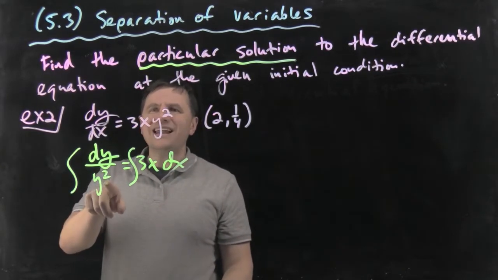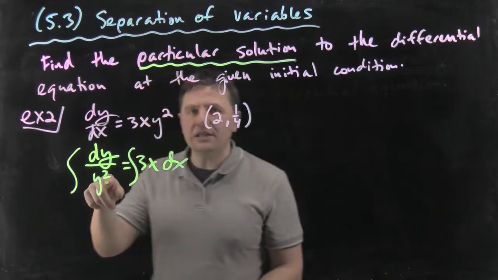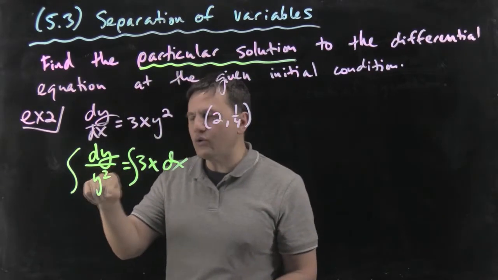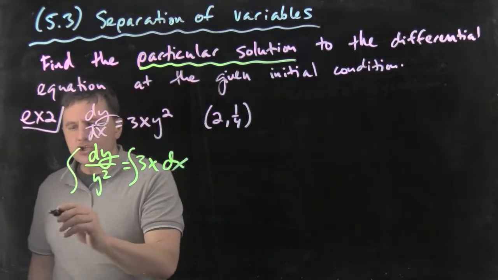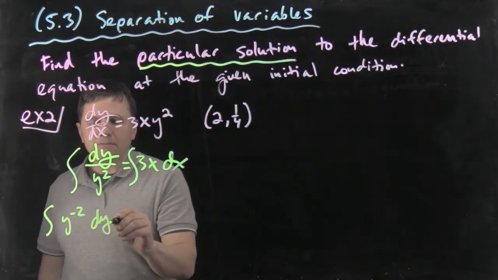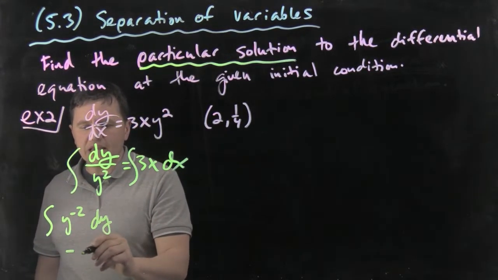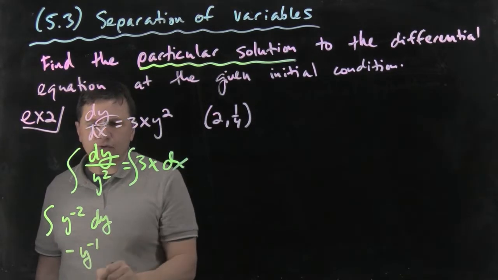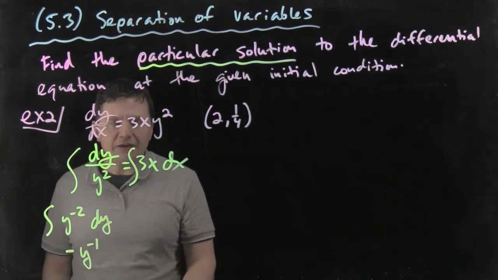The only time we get an ln is if it's degree 1 in the denominator. Don't lose focus on how we integrate these things. So we're going to call this y to the negative second dy. So then when I integrate it, I get negative y to the negative first. So that's my integral on the left.